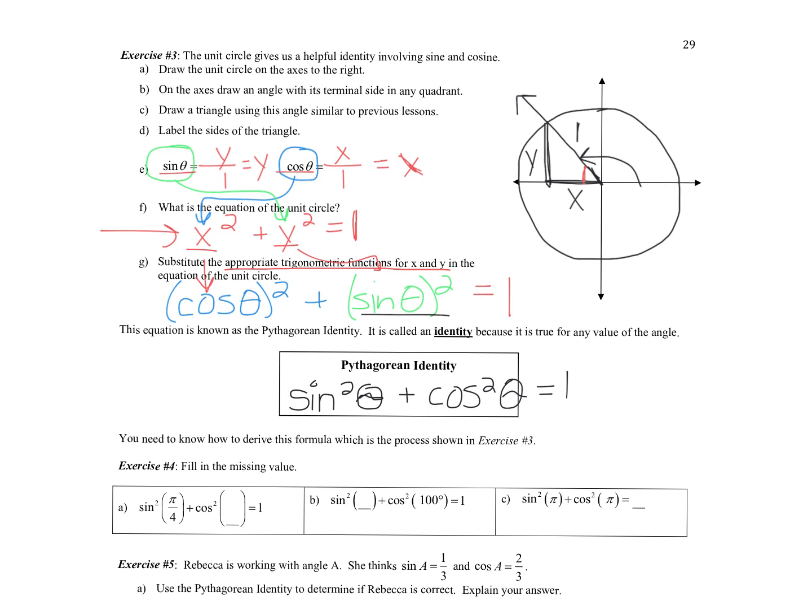So in the next video, we're going to look at a couple ways that we use that. But this is the Pythagorean identity, a statement that is always true for all angles.